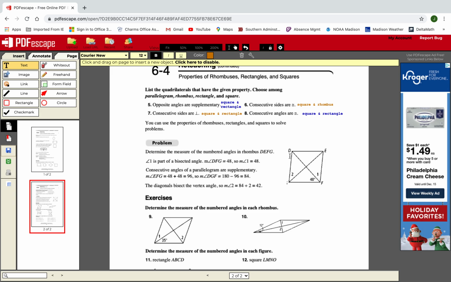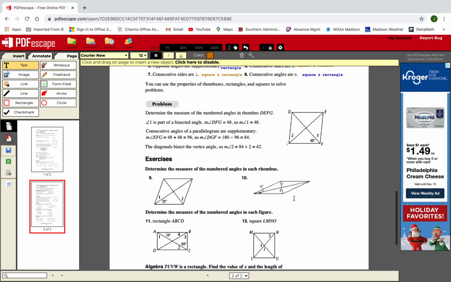So consecutive angles of a parallelogram are supplementary. So angle GFE is 48 plus 48, which is 96. If this is 96, then angle DGF must be 180 minus 96, or 84. They've shown you all that here in the problem. And the diagonals bisect the vertex angle, so the measure of angle 2, if this is 84, is 84 divided by 2, which is 42.